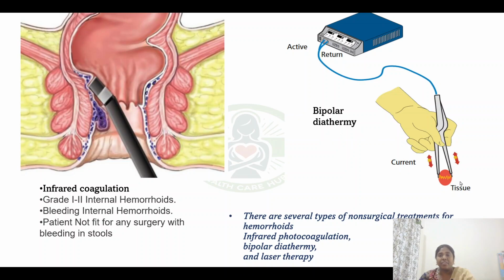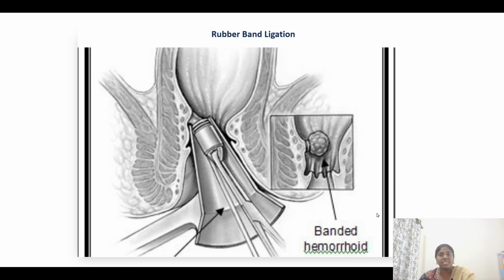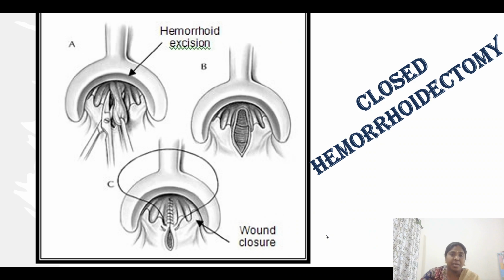In bipolar diathermy, the patient is going to get the treatment at exactly the location. Then there are several other types. Then this is banded hemorrhoid. When you look at this internal hemorrhoid, a rubber band ligation is put at the neck of the hemorrhoid so that later it will get necrosed and fall off. So this is a proctoscope. Through the proctoscope they are visualizing and ligating that hemorrhoid.